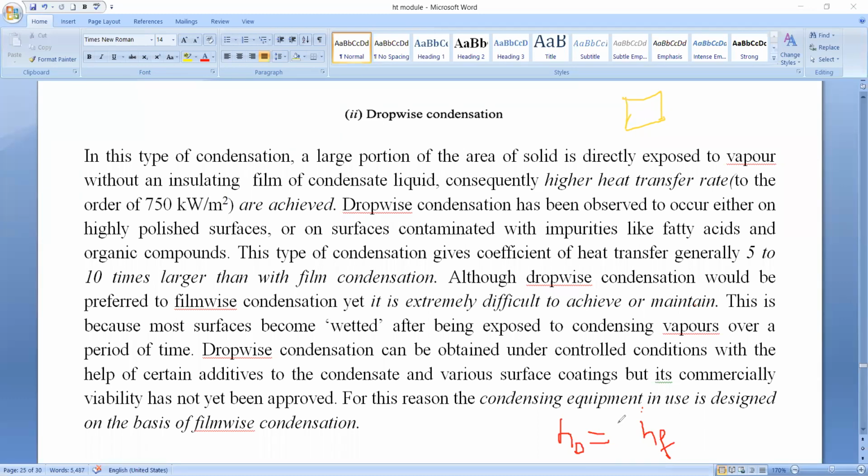I have to use the mouse here to write, so I'm facing some difficulty here. 5 to 10 times more than the heat transfer coefficient in film-wise condensation. So please remember, guys, these are extremely important points which will be asked in competitive exams.